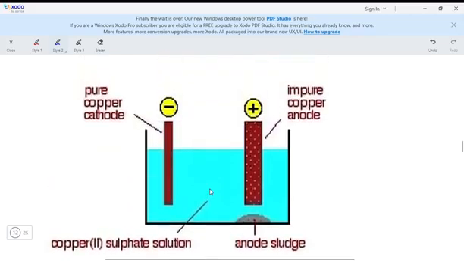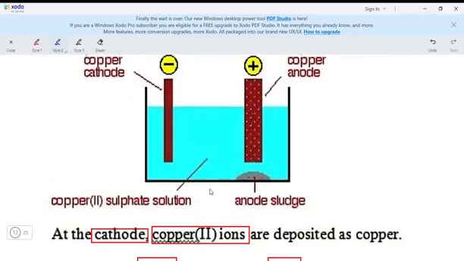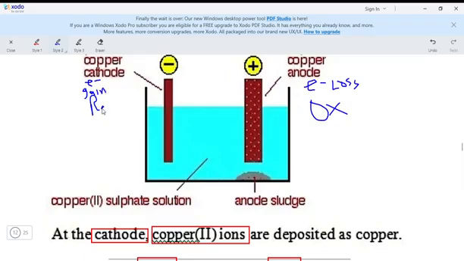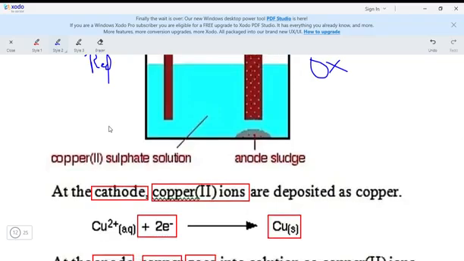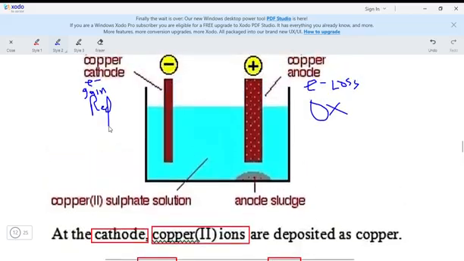Looking at the one on the left, the pure copper, remember the anode is where electrons leave. Electrons always go out, so electrons are lost at the anode, and that's what we call oxidation. But at the cathode, that's where electrons are gained. So there is electron gain at the cathode, and that's what we call reduction. Now let's see how this takes place. Don't forget, our focus is how to purify our copper through electrolysis. So at the cathode, the copper(II) ions are deposited as copper.